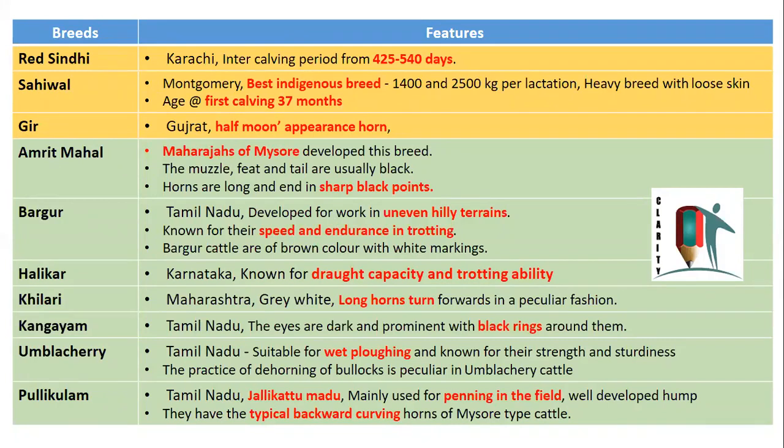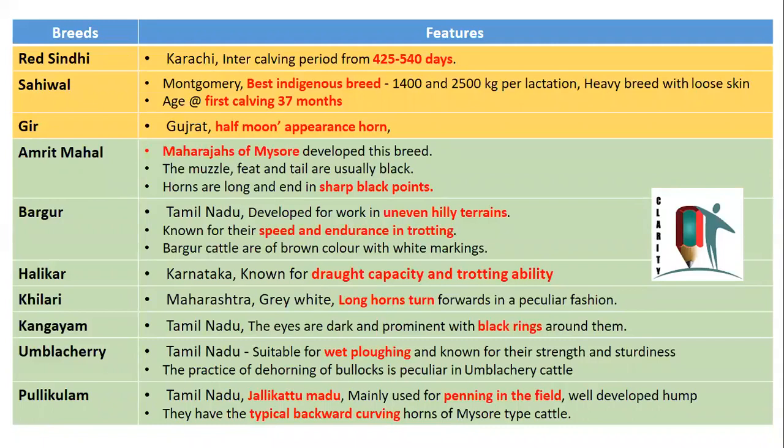महाराजाज ऑफ मैसूर ने इसे डेवलप किया है. इसके शार्प ब्लैक पॉइंट्स होते हैं. Horns are long and have sharp black points. तो दे गिव क्वेश्चन लाइक दिस, they will give some features and ask you to identify the breeds. ठीक है, तो whatever important identification can be, I have jotted down each and everything. इसको देख लीजिएगा, तो और कुछ देखने की जरूरत नहीं है आपको.